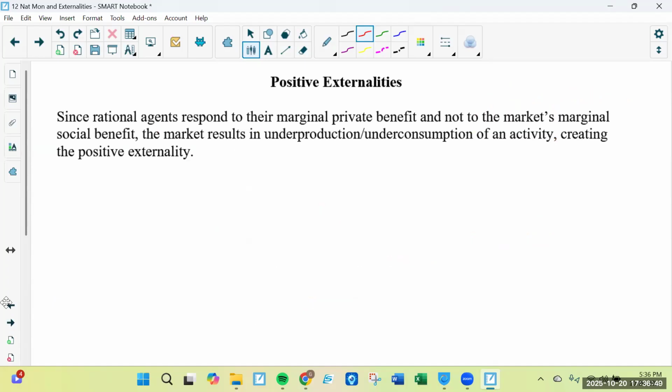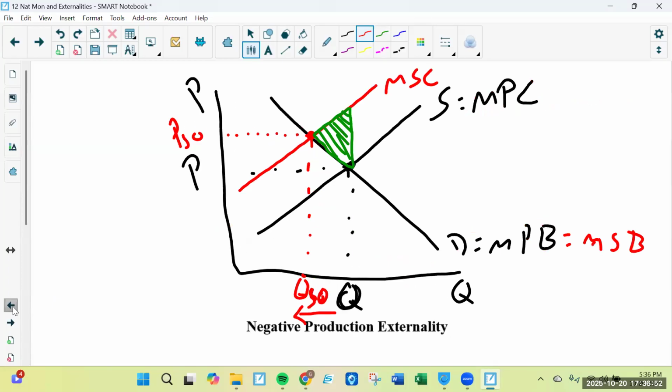Positive externalities occur because, oh, by the way, one thing they might ask you here is how do you know this is a negative production externality? You know it's a negative production externality because the marginal social cost here is greater than the marginal social benefit. Society is taking on a bigger cost than the individual. The society's marginal social cost is bigger than the marginal private cost. Society's costs are bigger than the individual's costs.